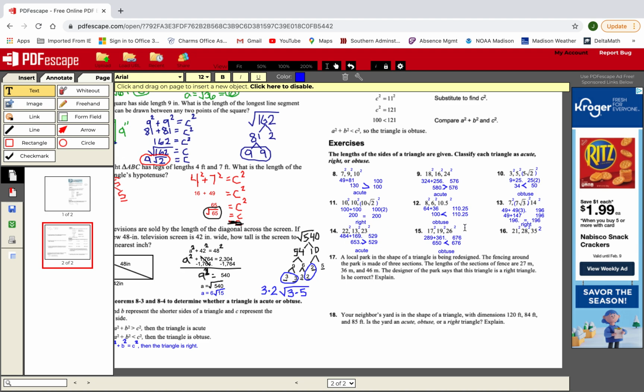Okay, and one more. 21 times 21 is 441. And then 28 times 28 is 784. Okay, and then I'm going to square 35, which I also feel like I should know off the top of my head, and I don't. That's 1,225. Okay. So I'm adding these together, 441 plus 784. Hey, it equals 1,225. So I get 1,225 equals 1,225.